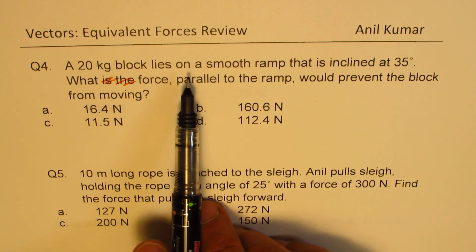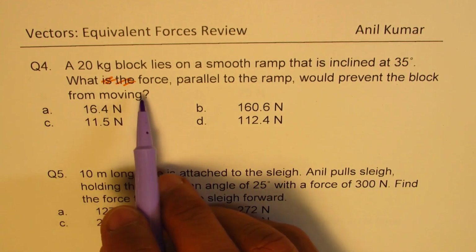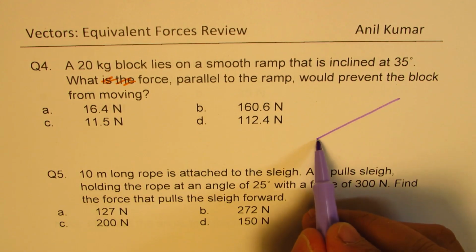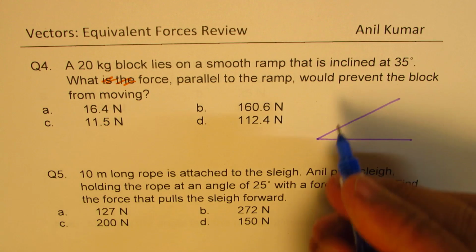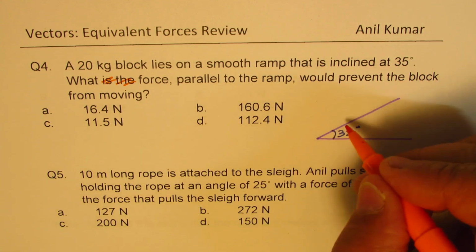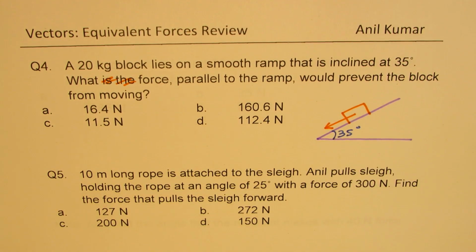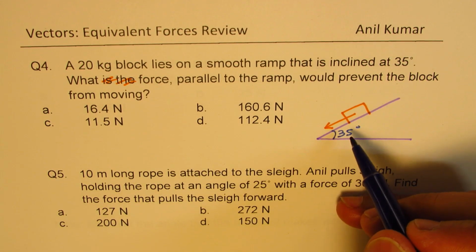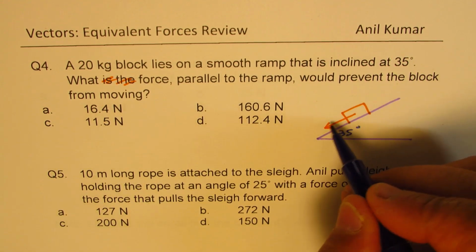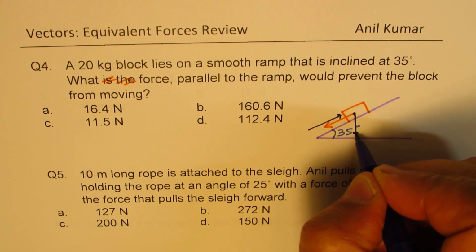A 20 kg block lies on a smooth ramp that is inclined at an angle of 35 degrees. What force parallel to the ramp would prevent the block from moving? So we have a ramp here. We have taken an angle of 35 degrees. So if there is a block, it is going to be sliding downwards. Now when we say that we have to keep it stationary, not moving, then we have to apply a force which is the same as the force because of the block, right? So this downward force is what?